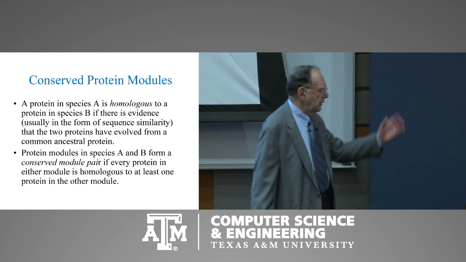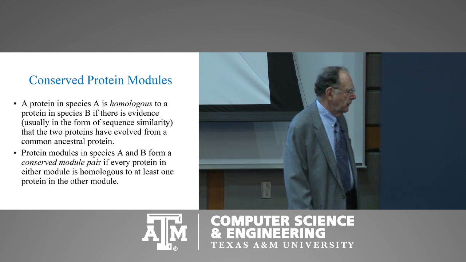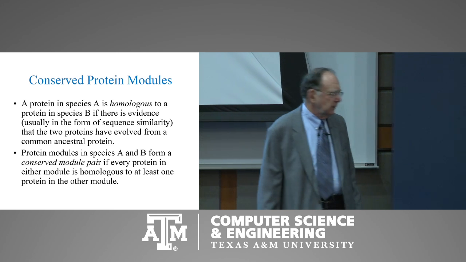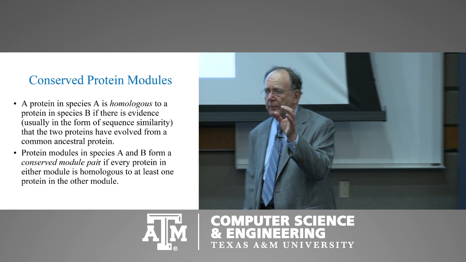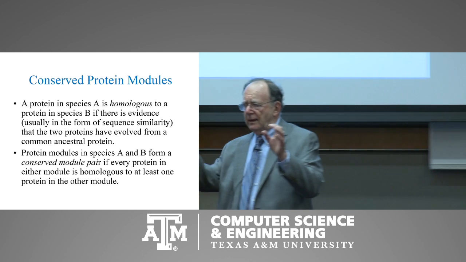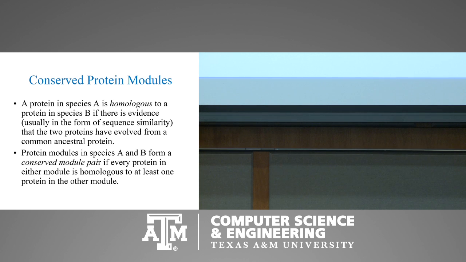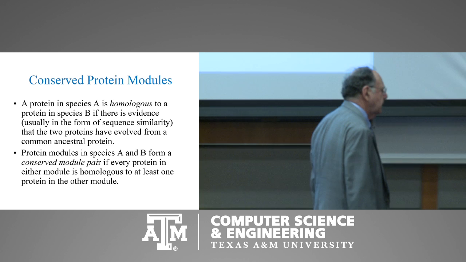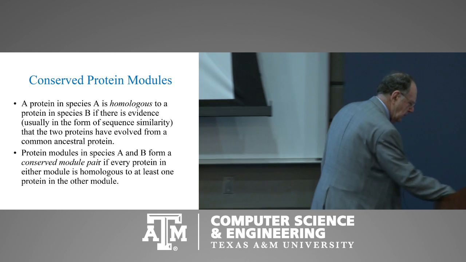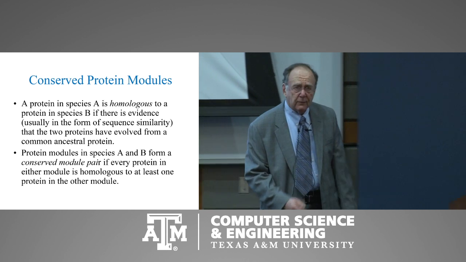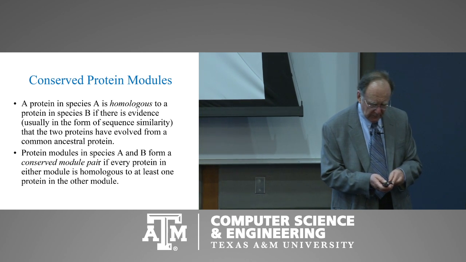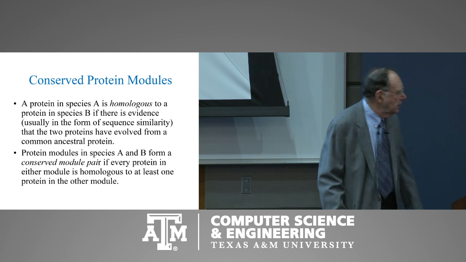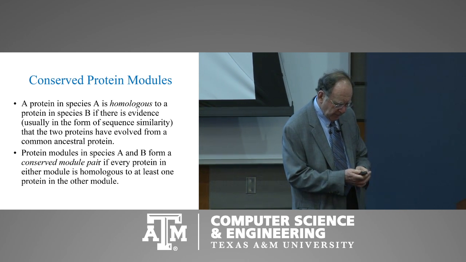And we'll say that protein modules in species A and B form a conserved module pair if every protein in either module is homologous to at least one in the other module. So in other words, what we're looking for is connected graphs in the two species with low conductance and such that for every protein in the first subgraph, there's a homologous one in the second subgraph, and vice versa. So this is a combinatorial problem that we have to attack.